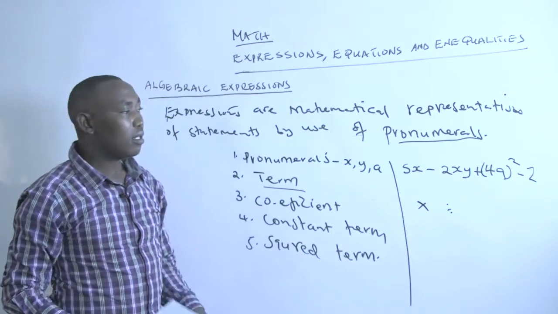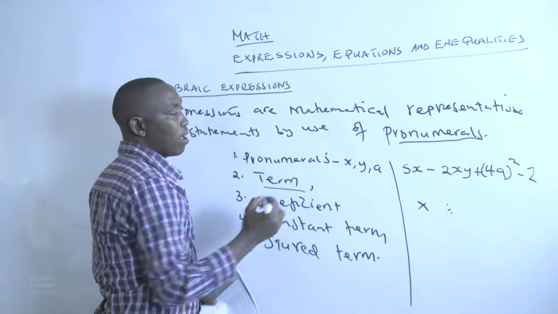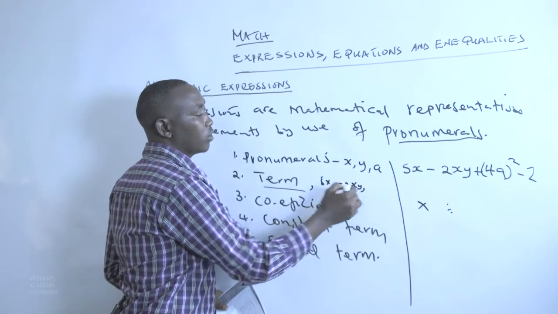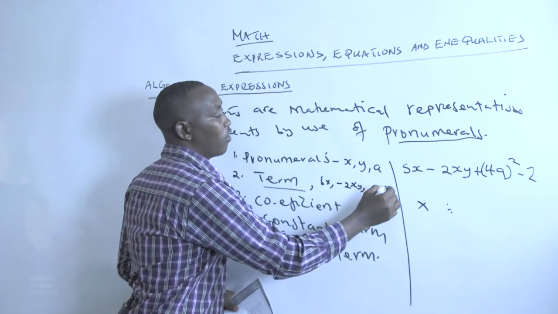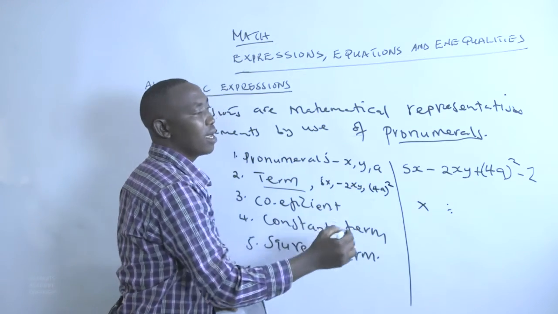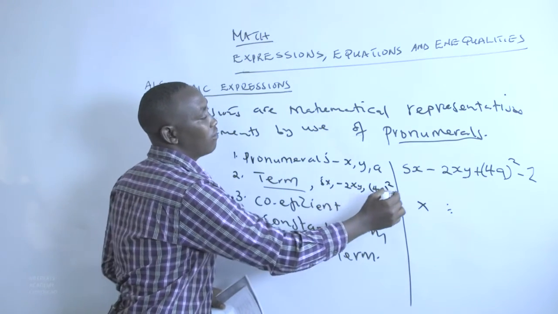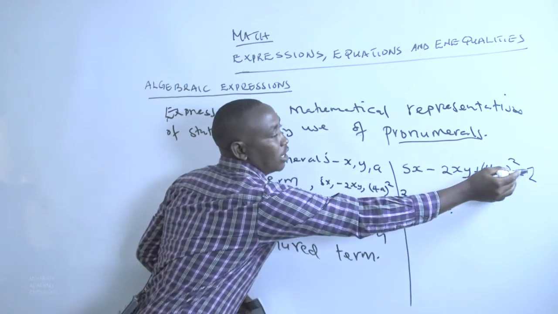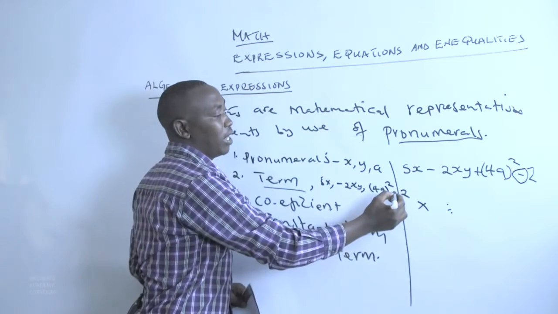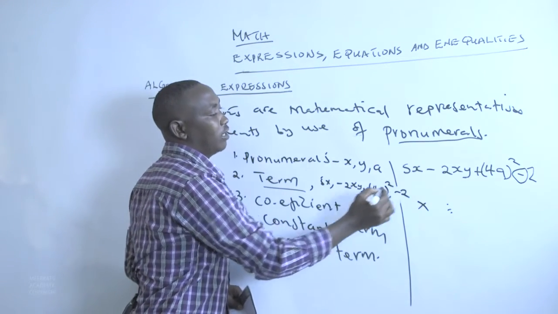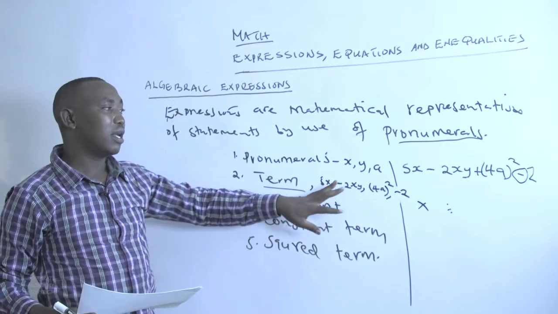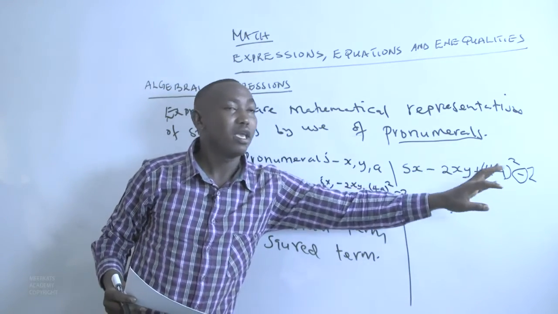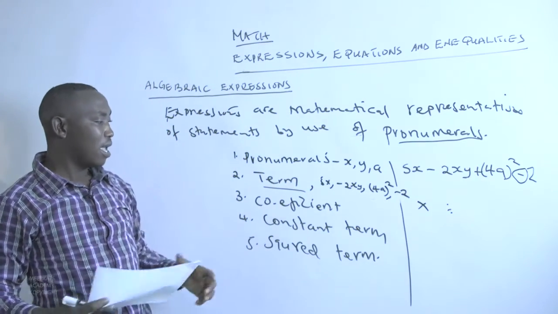Then, for the terms here, we have 5x, minus 2xy, 4a squared. And then finally, we have a 2. 2 is also a term on its own. And consider this particular negative sign. Therefore, it's going to be -2. So this particular expression has got how many terms? 1, 2, 3, 4. It has got 4 terms.